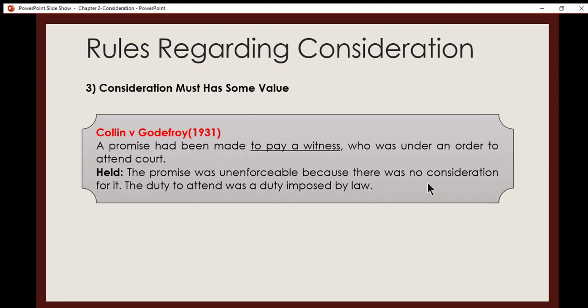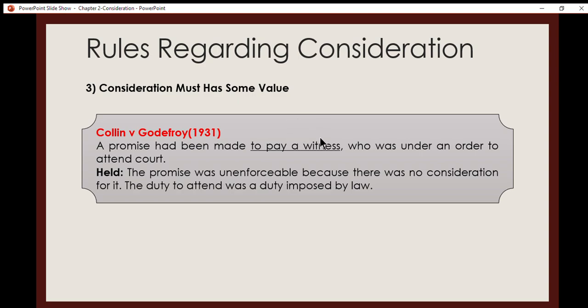The third rule regarding consideration is that consideration must have some value. As I explained before, according to its definition, consideration is something that must have value. According to Collins against Godfrey, 1831, a promise had been made to pay a witness who was under an order to attend court. Whether this promise is enforceable: the promise was unenforceable because there was no consideration for it. The duty to attend was a duty imposed by law.